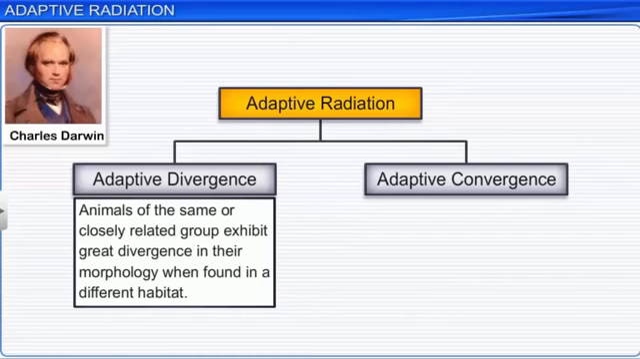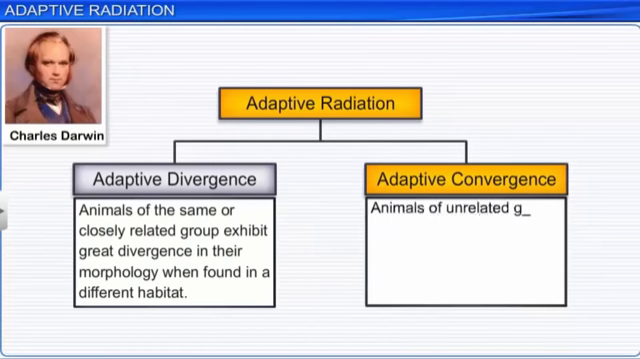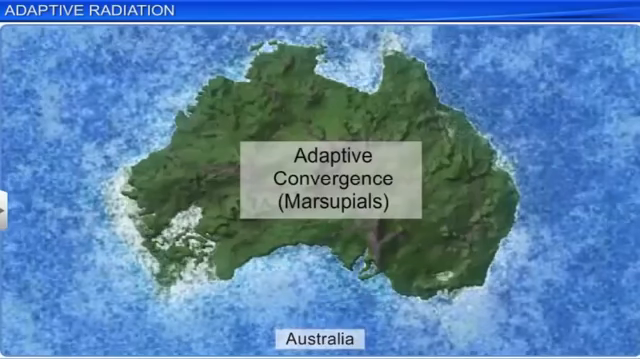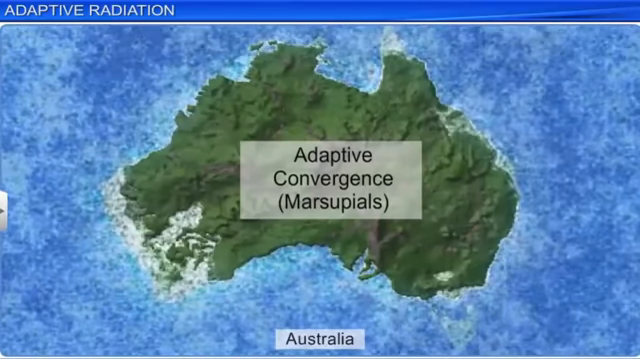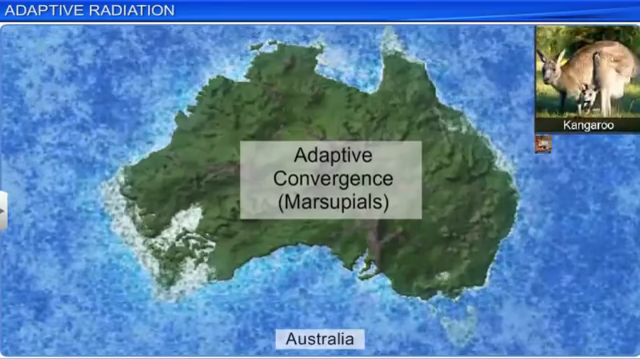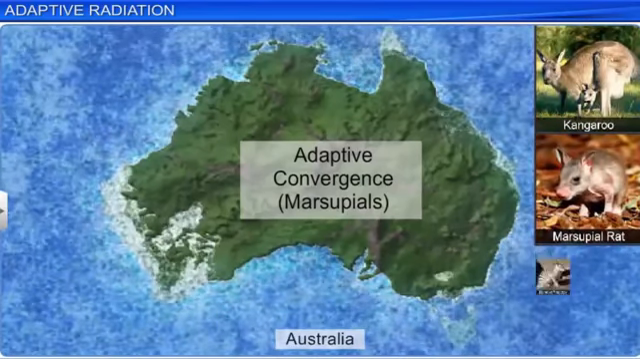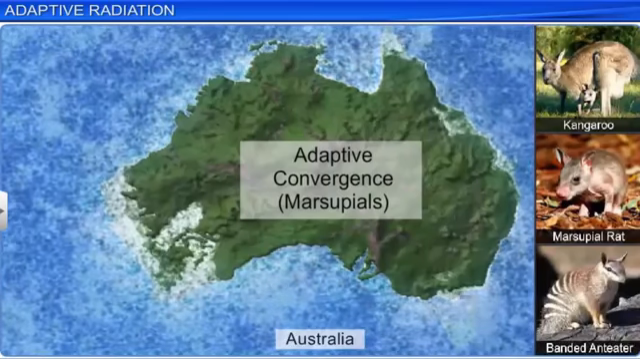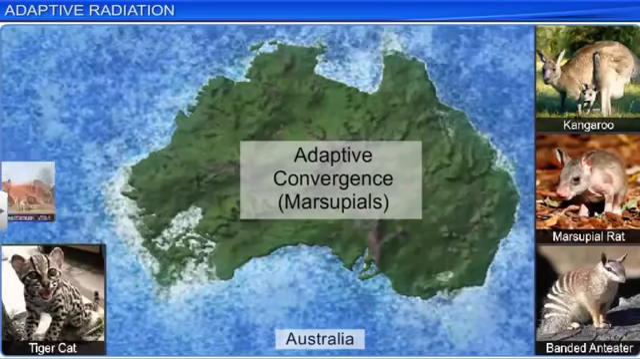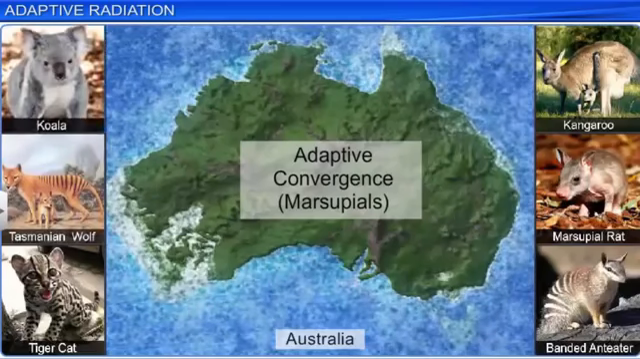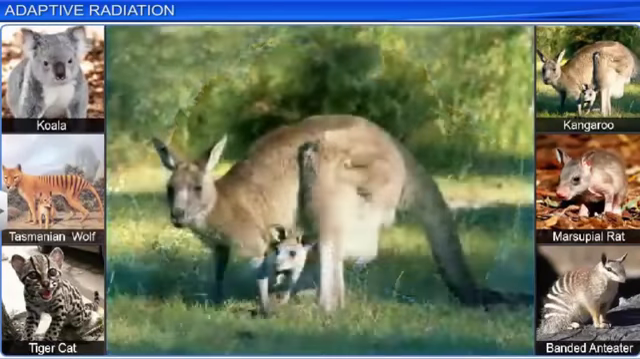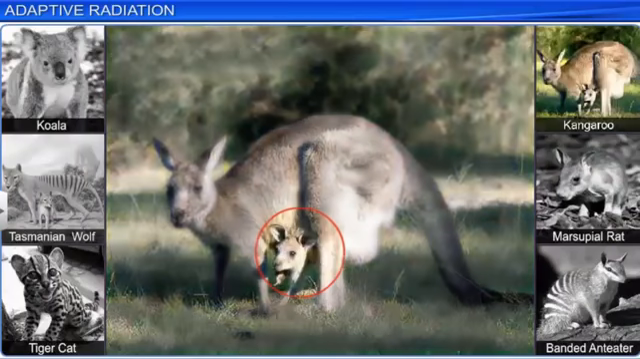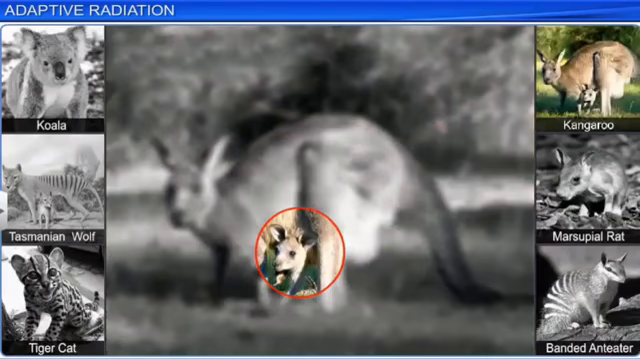Another type of adaptive radiation is adaptive convergence, where animals of unrelated groups occupying the same habitat exhibit common features. For example, Australian marsupials such as the kangaroo, marsupial rat, banded anteater, tiger cat, Tasmanian wolf, and koala. Marsupial mammals are characterized by their pouch, in which the female carries the young through the initial days of infancy.